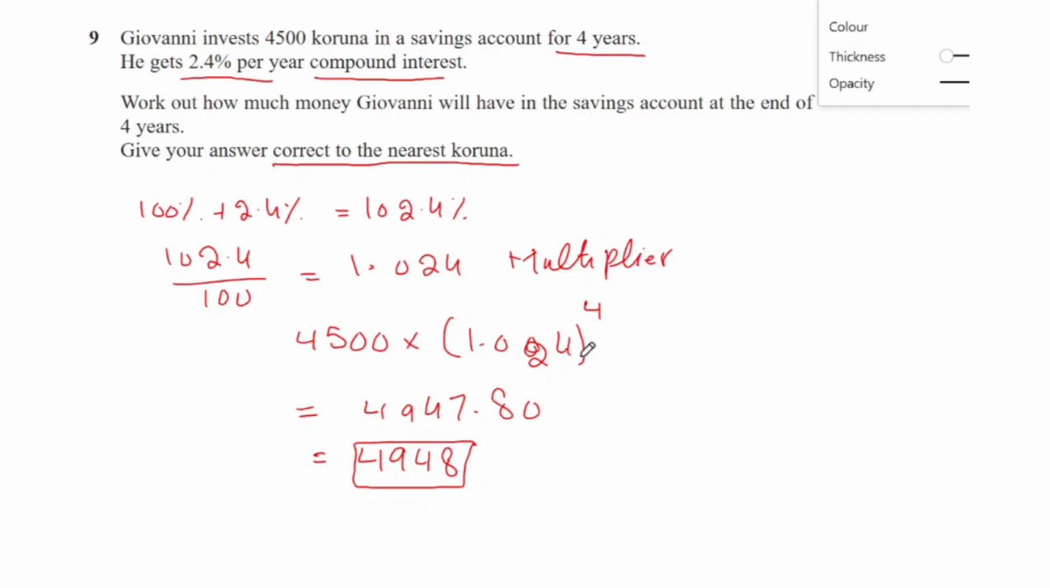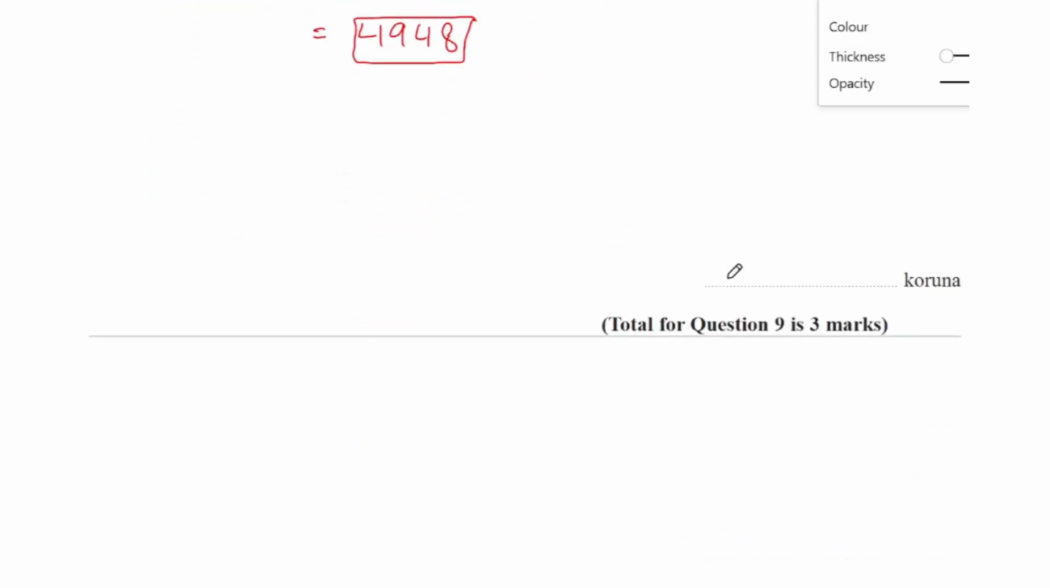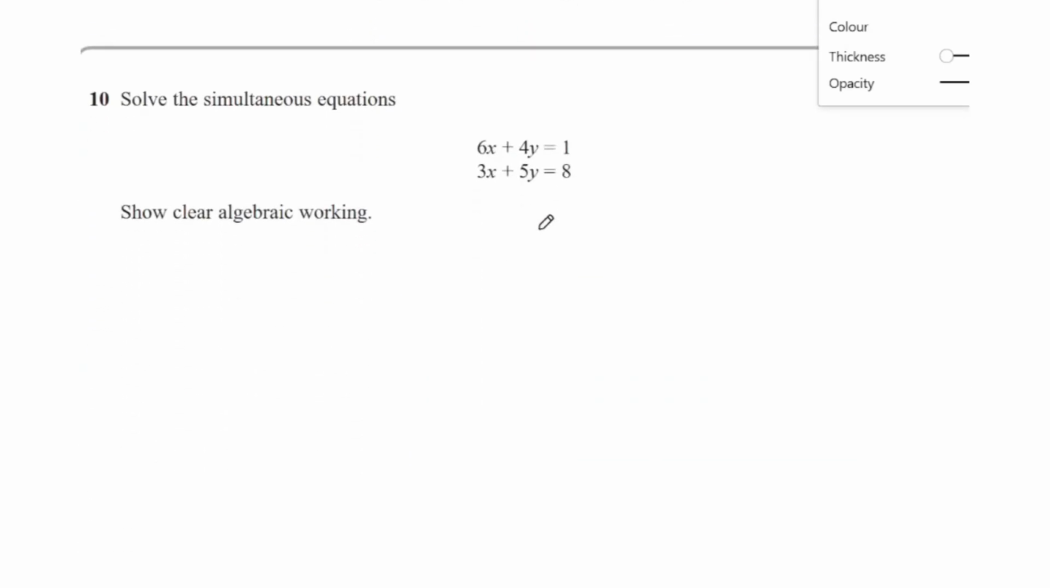Krona is a currency. So we're going to write down here 4,948. So this is question number 9. If you're done up to here, you can easily get 31 marks. Okay, so this is 4,948. Okay, let's write down clearly. Let's move on to number 10.